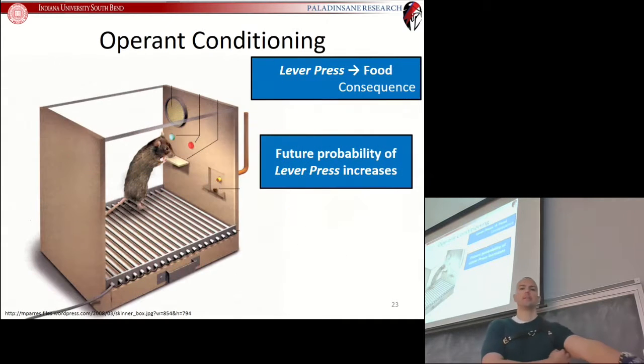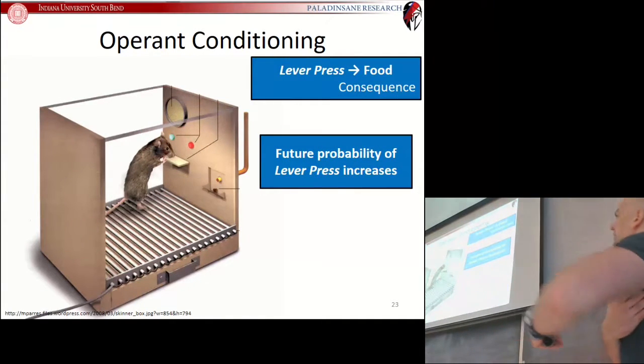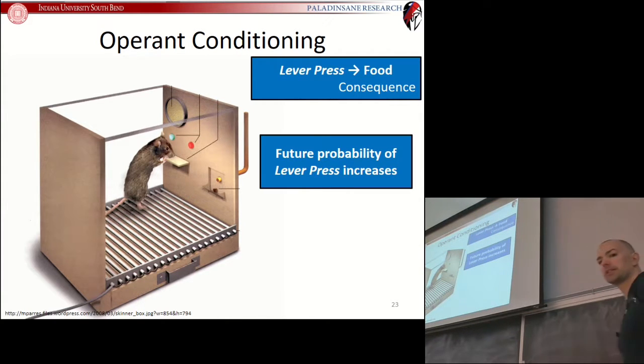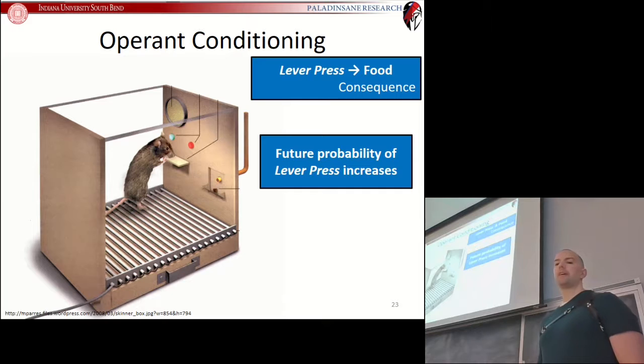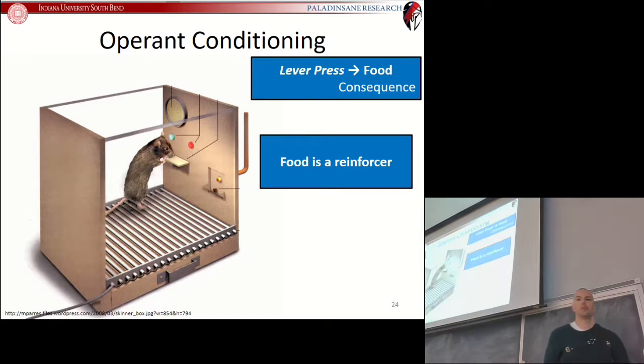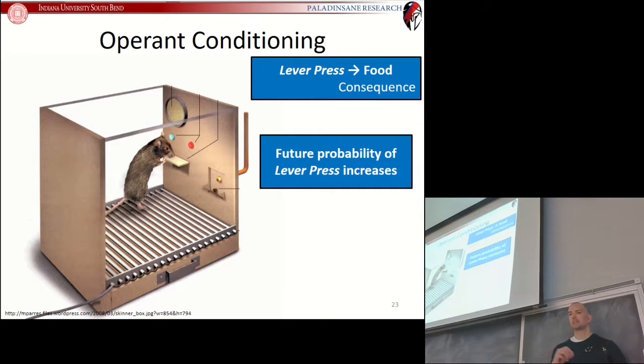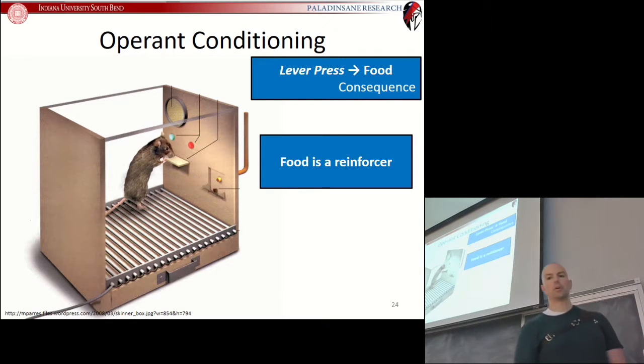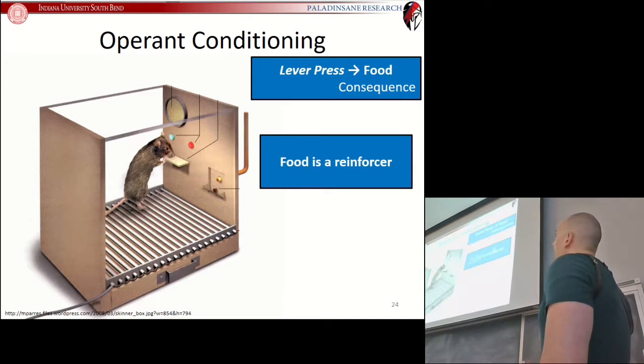All right, so lever press leads to food: the operant behavior leads to the operant consequence of food. The future probability of lever presses increases. That means that food is a reinforcer. Typically when we think of food, we think food's going to be a reinforcer, something that somebody wants. It's important to remember that a reinforcer only means that the probability of a lever press will increase. Not necessarily that it's something that somebody wants or likes. The only definition is that it's a reinforcer if, as a consequence, it makes the operant behavior more likely to occur.